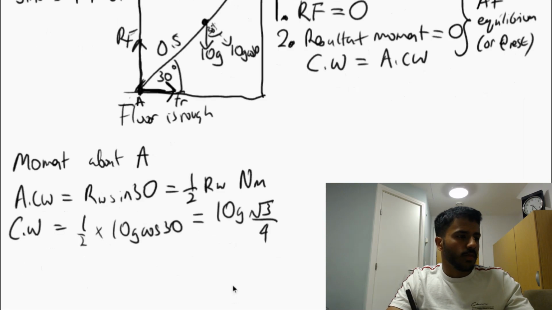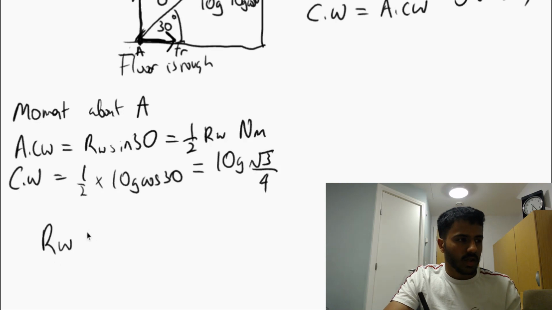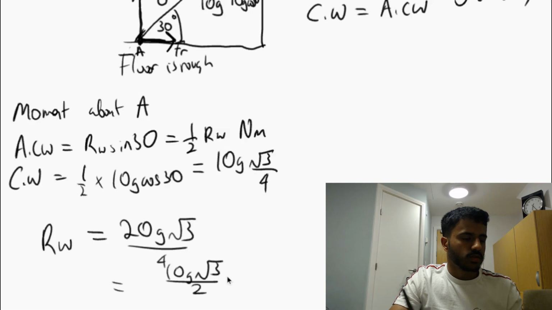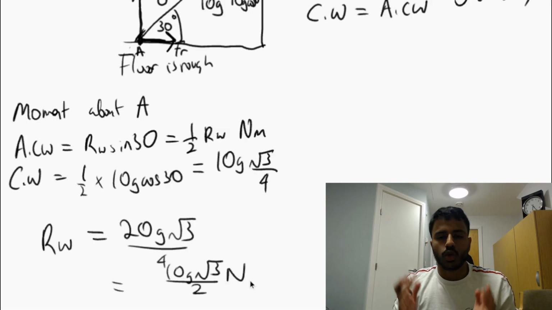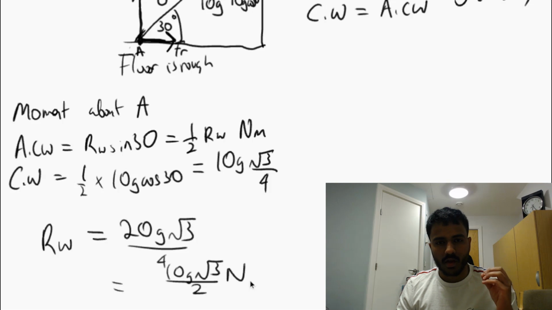And therefore, by equating these two together, we can say that the reaction force from the wall is equal to 20g root 3 over 4, or 10g root 3 over 2 newtons. So it's always important to resolve the forces such that they are perpendicular to the distance that you're measuring, or calculate the perpendicular distance from the point where you're taking moments about to the force.